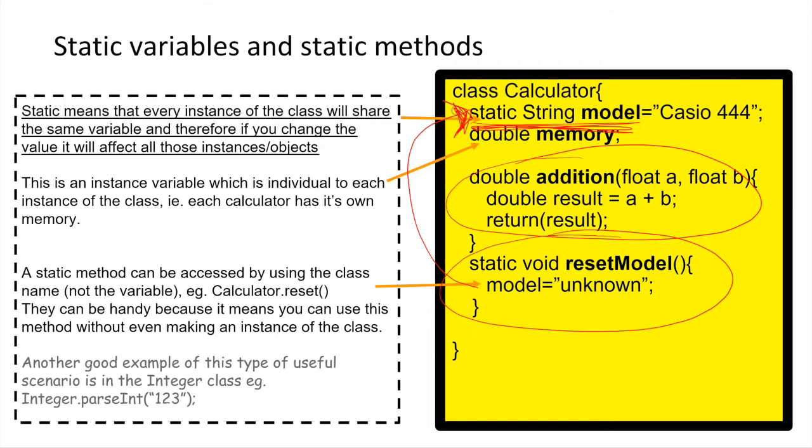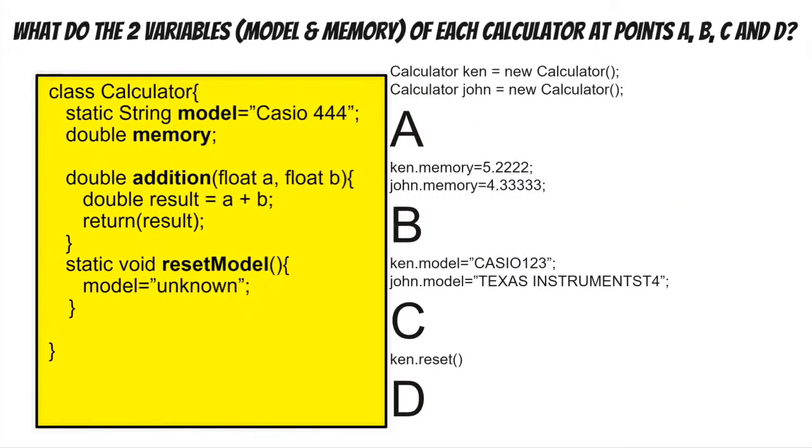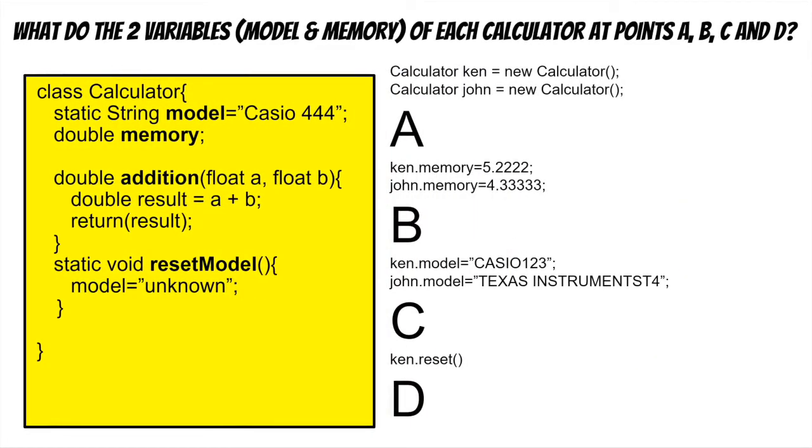Now my question for you is, can a static method reference a non-static variable? So for example, the static method reset model, could I have changed the memory in that one? To answer that question, let's work our way quickly through this little scenario.